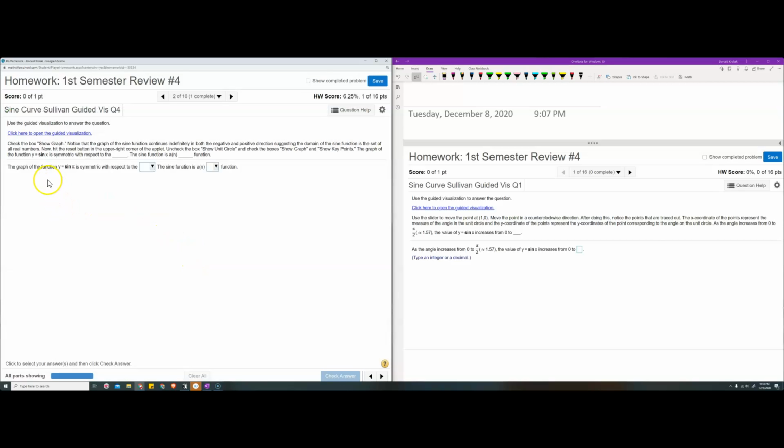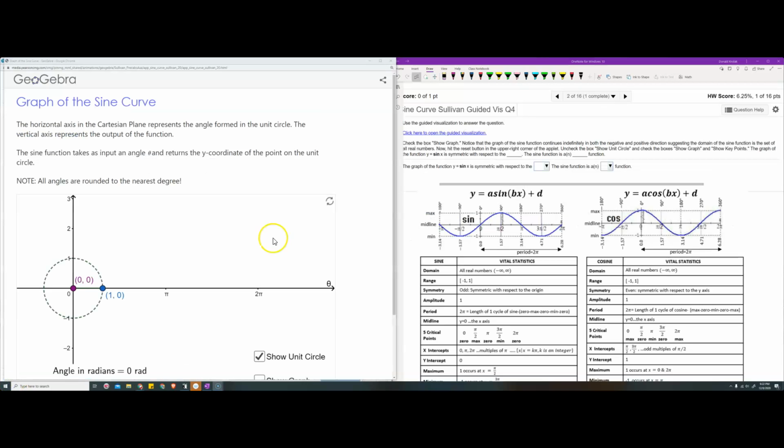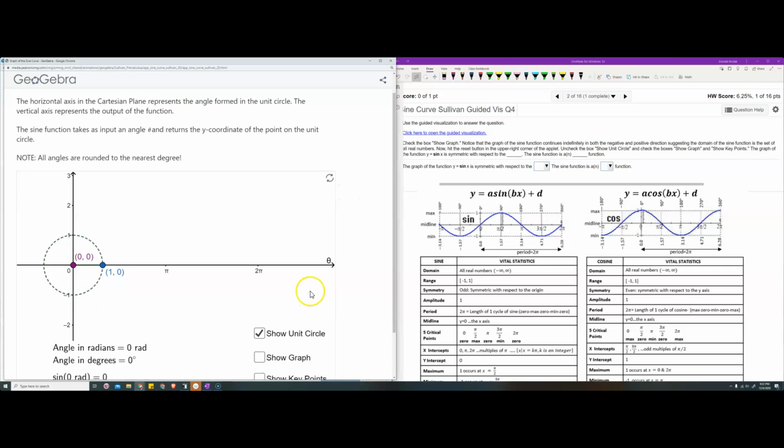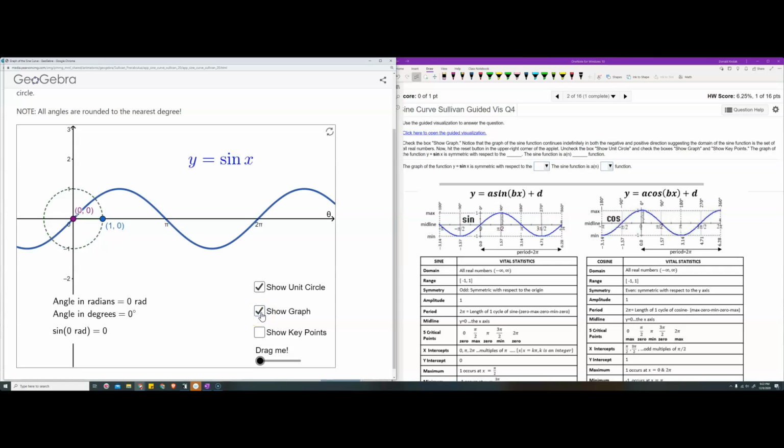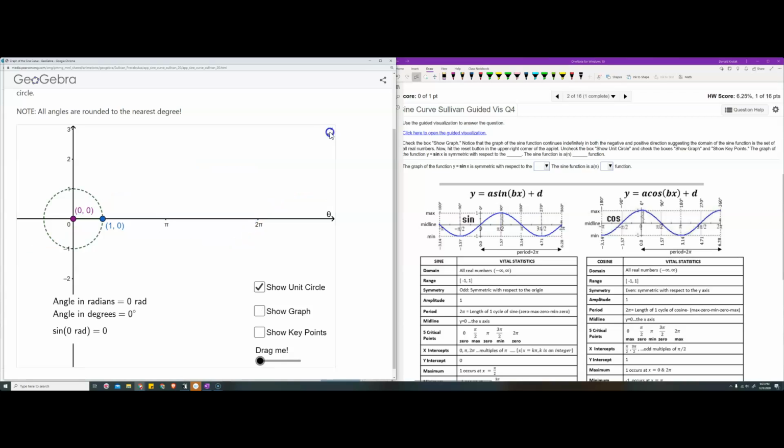All right, the graph of sine x is symmetric with respect to the, all right, so this is in your reference sheets. For question 2, you open up the visualization and it says check the box that says show graph. Notice that the graph of the sine function continues indefinitely in both the negative and positive direction, suggesting the domain of the sine function is all real numbers. Now hit the reset button, which is right up here.